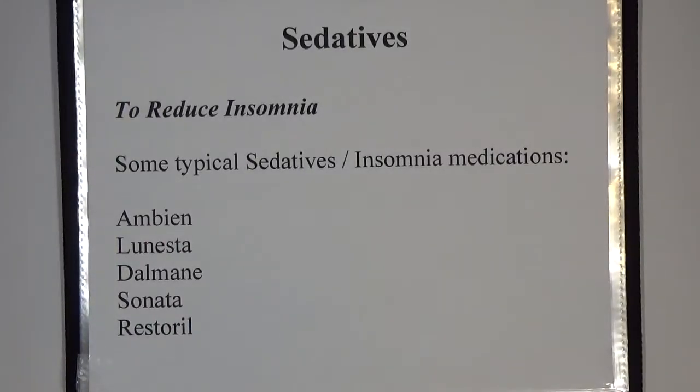Sedatives to reduce insomnia. Insomnia is a symptom of a sleeping disorder characterized by a chronic difficulty in falling asleep or staying asleep. Insomnia is a symptom of a sleep disorder, not a standalone diagnosis or disease. By definition, insomnia is the difficulty in initiating or maintaining sleep, or both, and may be due to an inadequate quality or quantity of sleep. It is typically followed by functional impairment while awake. Some typical sedative insomnia medications are Ambien, Lunesta, Dalmane, Sonata, and Restoril.